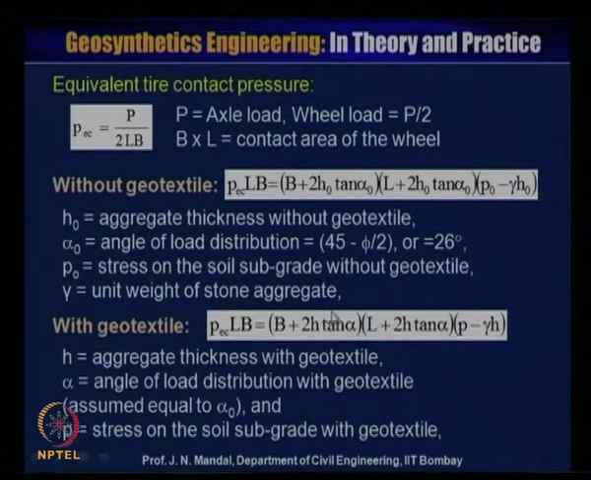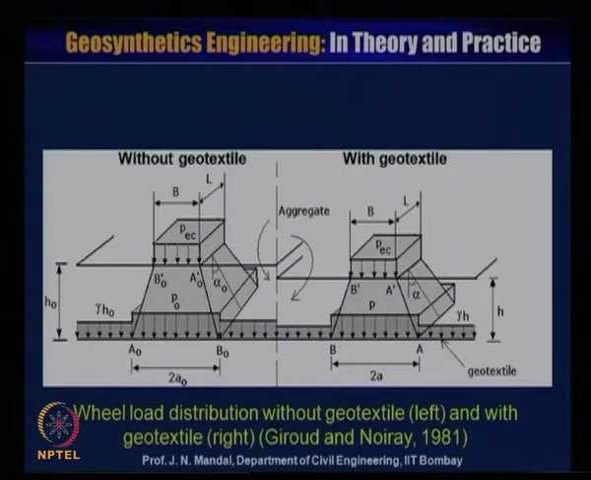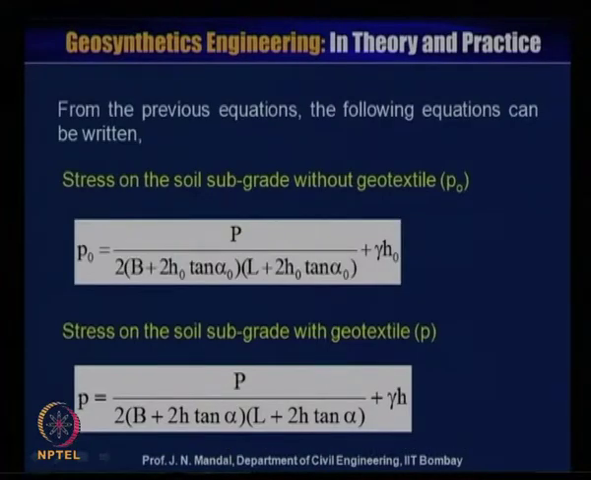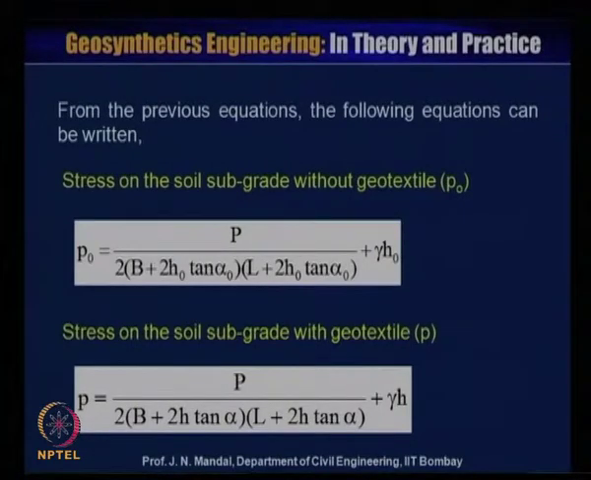Here H is the aggregate thickness with geotextile material, and alpha is the angle of load distribution with geotextile material, assumed to be equal to alpha 0, and P is the stress on the soil subgrade with geotextile. Here P0 is the stress on the soil subgrade without geotextile. Now, from the previous equations, we can write the following equations for the stresses on the soil subgrade without geotextile and with geotextile.